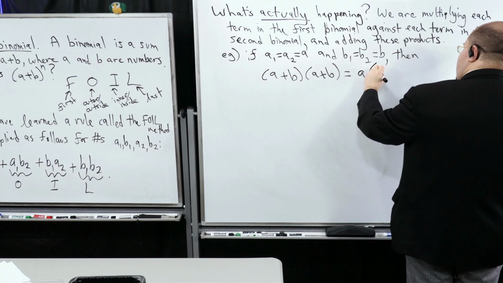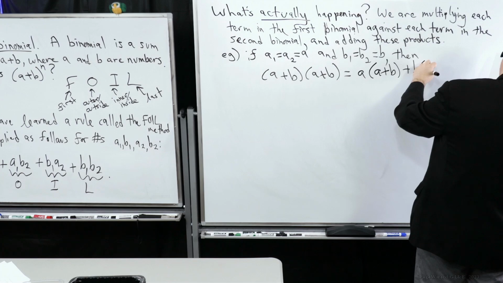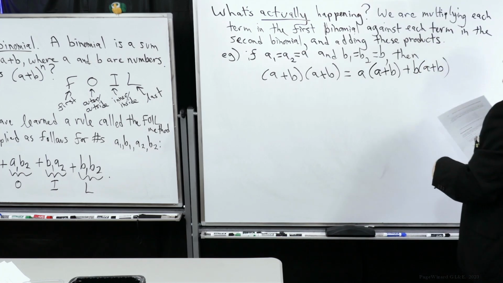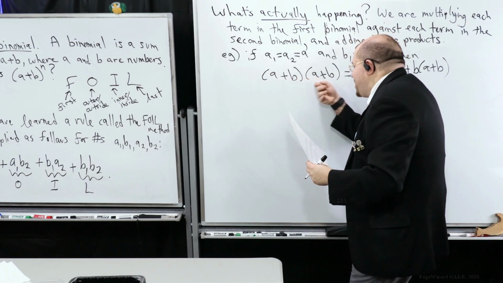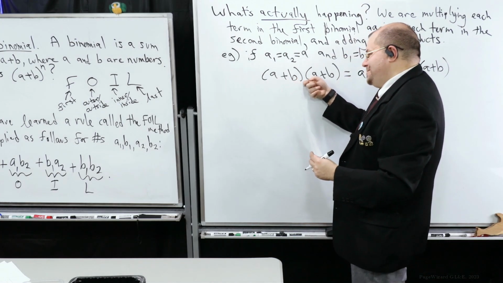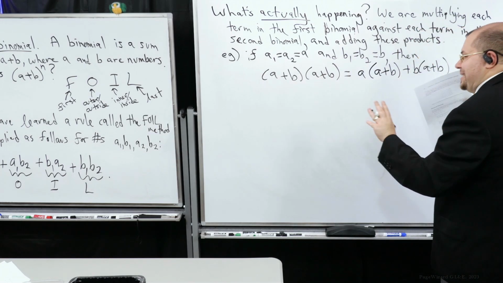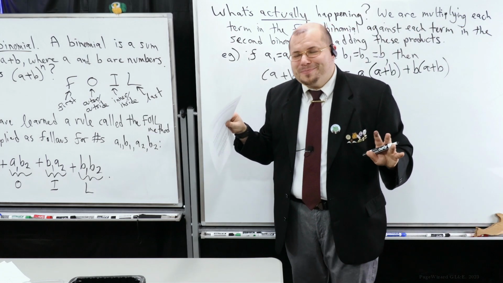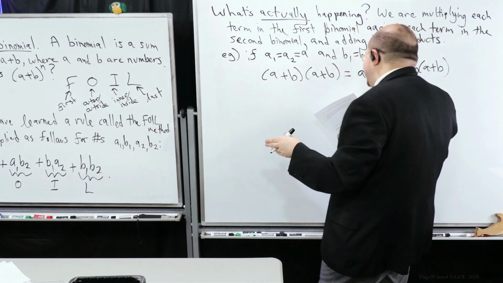So I have a times a plus b, times a plus b, right? That's all that's happening. I take this, multiply it by a plus b. Take b, multiply it by a plus b, right? That's all that's happening. There's nothing to memorize here. It's just, remember, the multiplication is distributive like this.